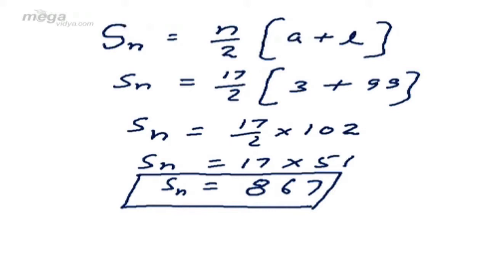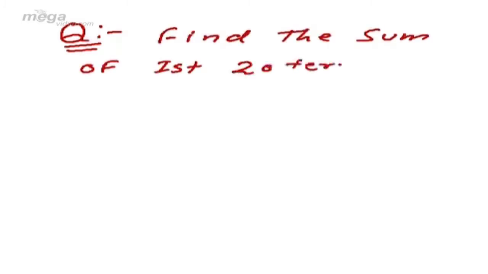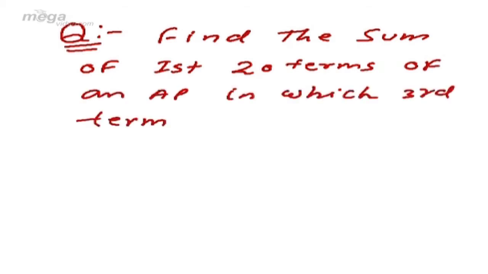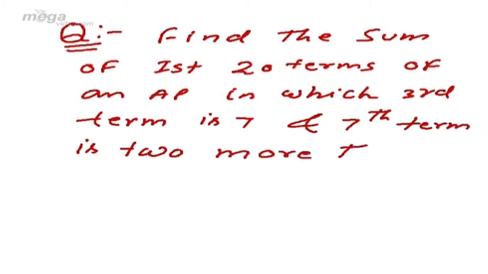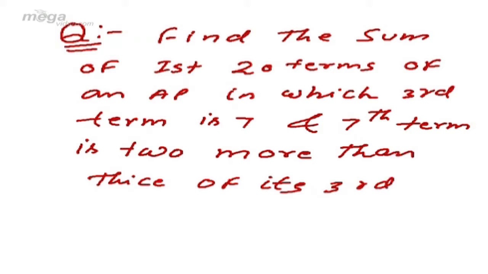Now we do the next question. Find the sum of first 20 terms of an AP in which the third term is 7 and the seventh term is 2 more than thrice its third term. This is the question, but you just see the solution of this question.